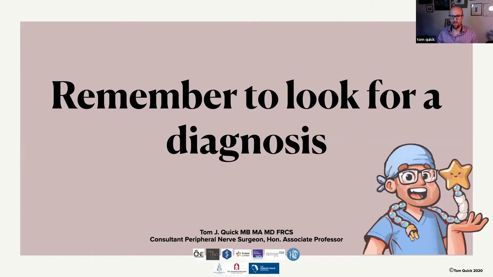So the key message, remember to look for that diagnosis. Think about nerve pain after trauma. Think about the mechanism, Tinel sign, and talk to your local nerve surgeon for any help and advice.